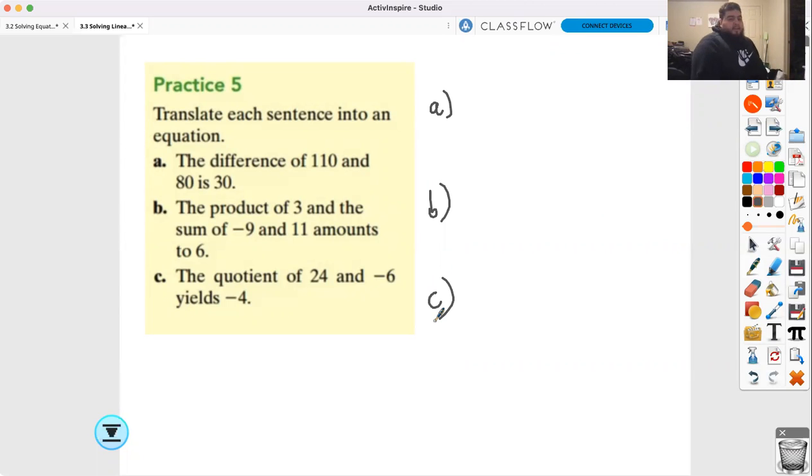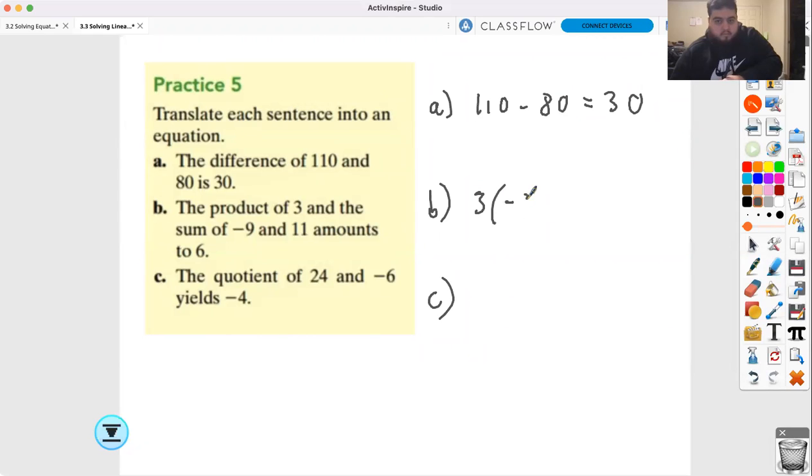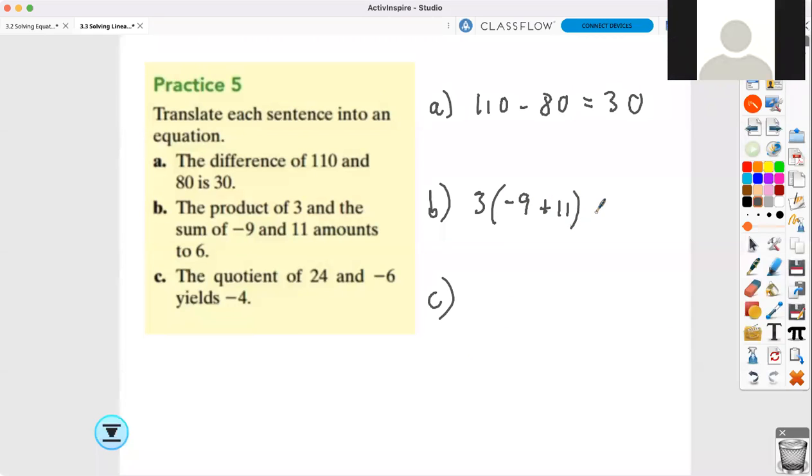Has anyone figured out any of them? A, B, or C? For A, I got 110 minus 80 equals 30. And then for B, I think I got it. It's 3, parentheses, -9 plus 11, close the parentheses, equals 6. And then for C, I got 24 divided by -6 equals -4.